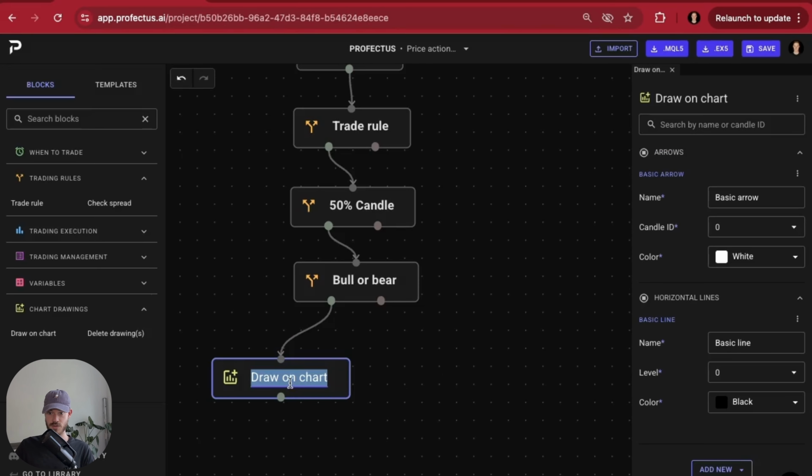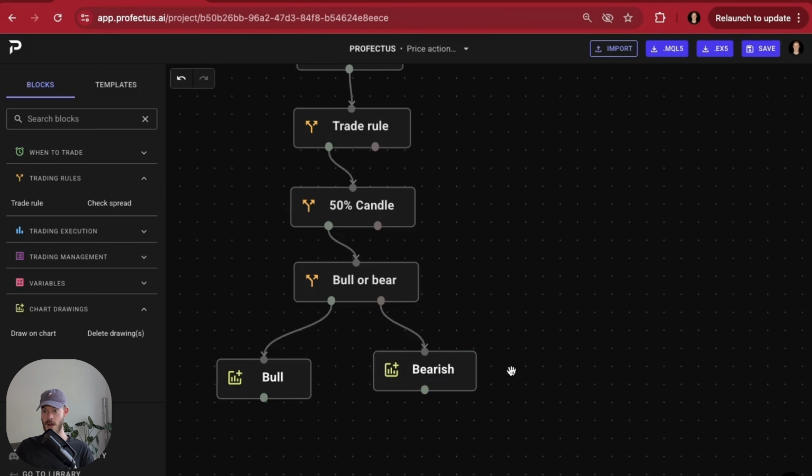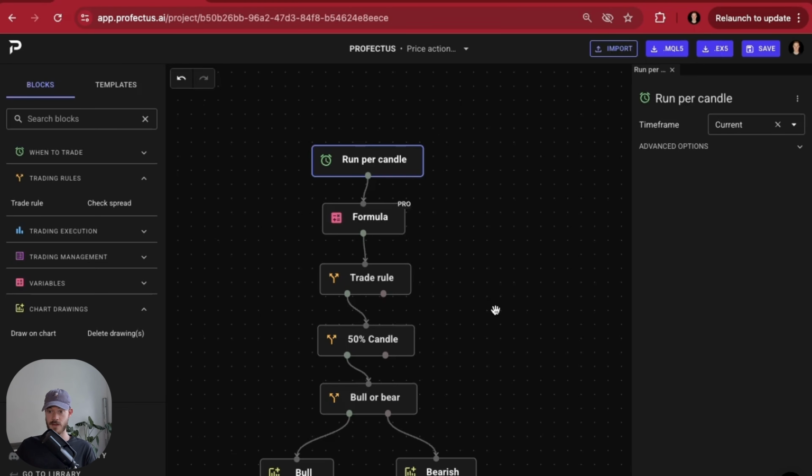So here I simply use the draw on chart block. So if the condition is true, this block will be triggered. And if this is not true, this block will be triggered. We simply quickly write here bearish then. Here we change it to candle ID number 1. Let's make it green for bullish candle. And for the bearish one, same logic. We simply change this to 1. Instead of green, we take red. And voila, we already figured out the impulse candle, this price action pattern, to work out now.